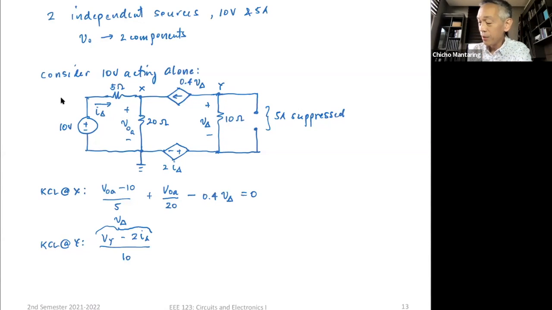this is equal to V of delta. Wait. Yeah, sorry, V of delta. The current here in the 10 ohms is V of delta divided by 10. So that is the current going down here. Plus 0.4 V of delta is equal to 0. So what do you see in this equation? What is the value of V of delta?